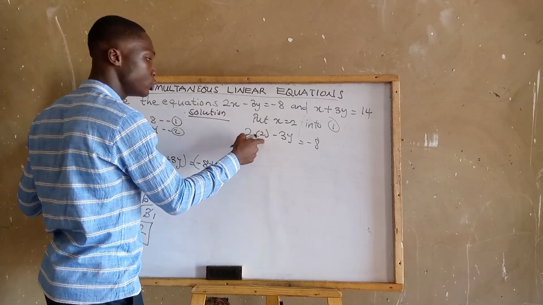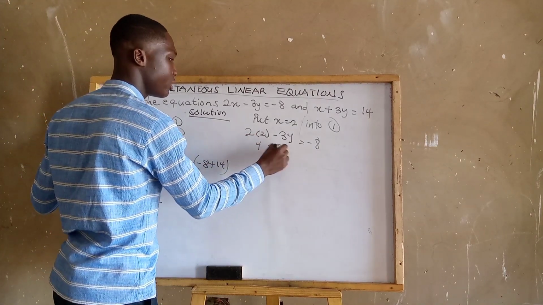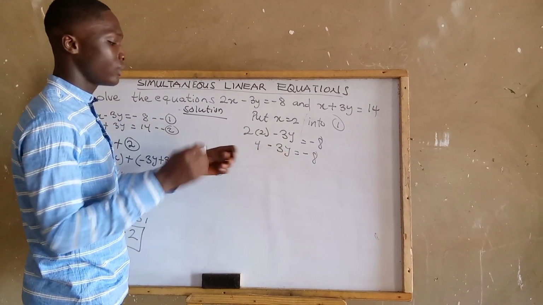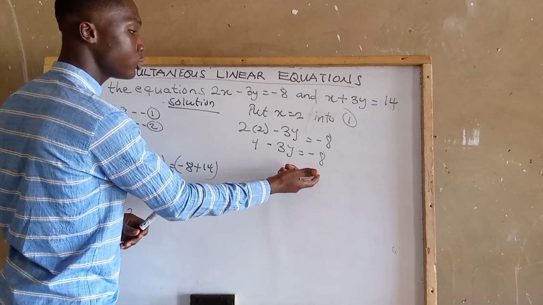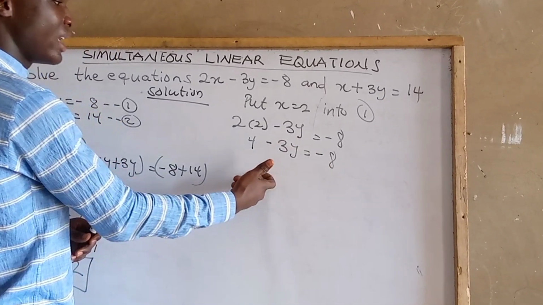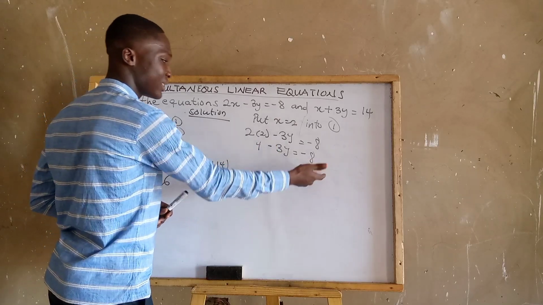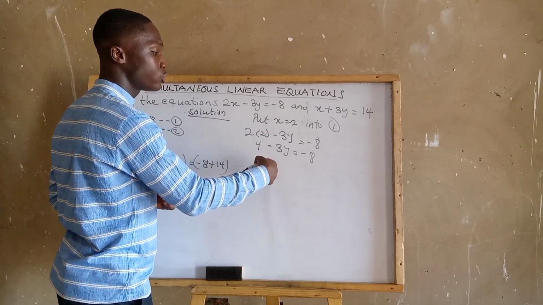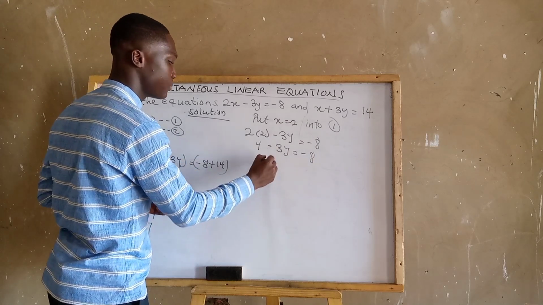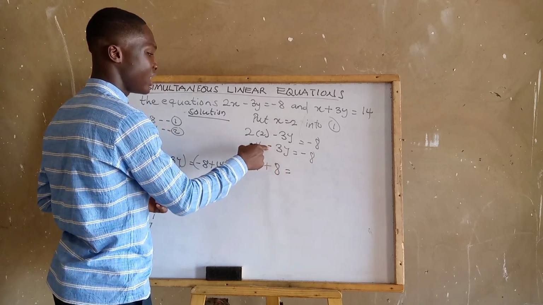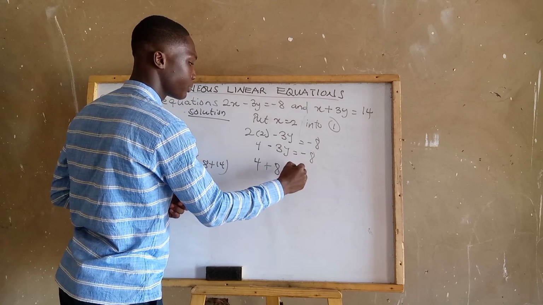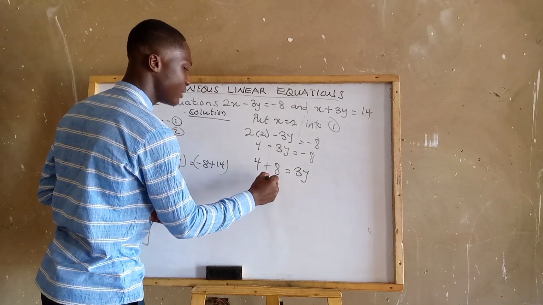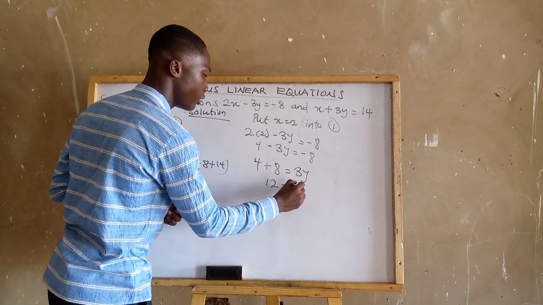So now 2 times 2 gives us 4. 4 minus 3y is equal to minus 8. What is the value of y? So you can transpose negative 8 to the left hand side and then transpose negative 3y to the right hand side. So when you transpose negative 8 to the left hand side, it becomes positive 8. It is equal to negative 3y, which will become 3y when we transpose this to the right hand side. So 4 plus 8 gives us 12 is equal to 3y.